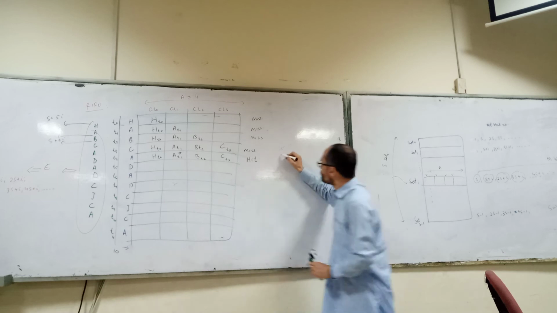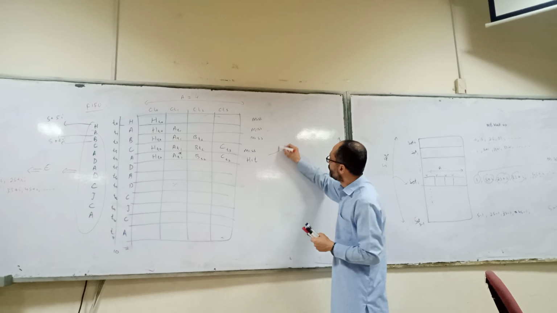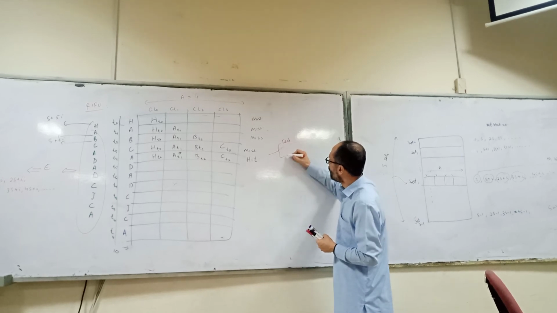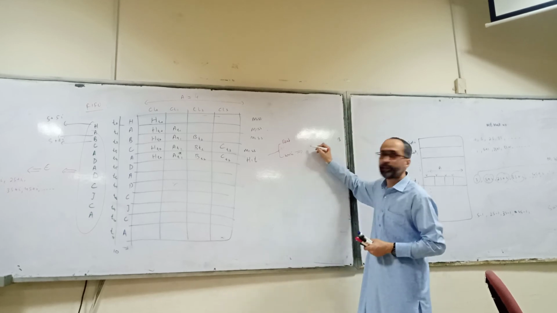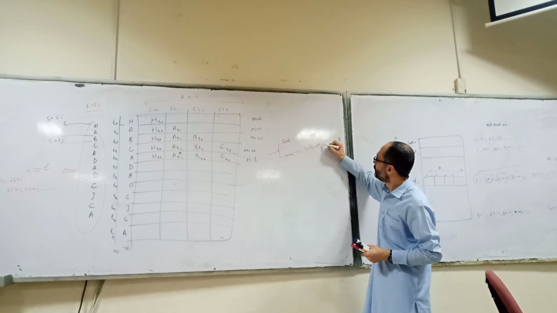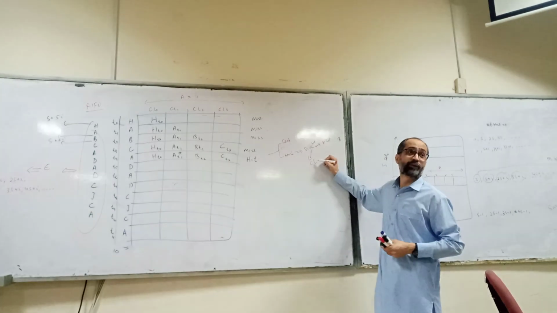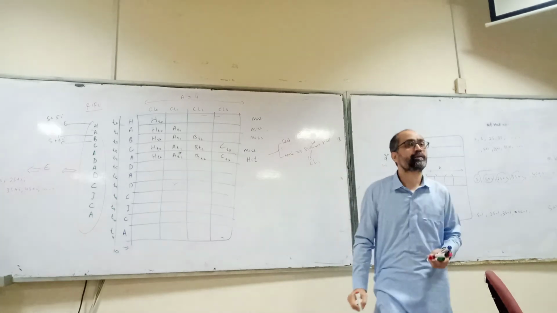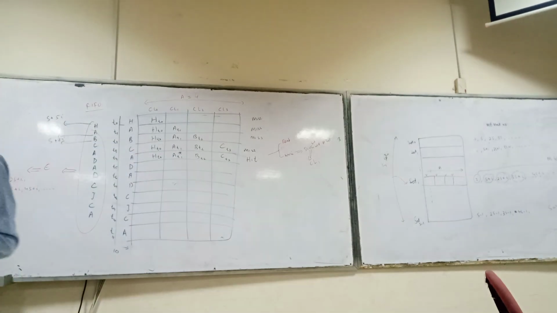So if it's a hit, there are two things: read or write. In case of write, the dirty bit will be set for which cache line? For the corresponding cache line. What is the corresponding cache line? CL1. The dirty bit of the relevant cache line will be set. No problem. We don't need to do anything more.